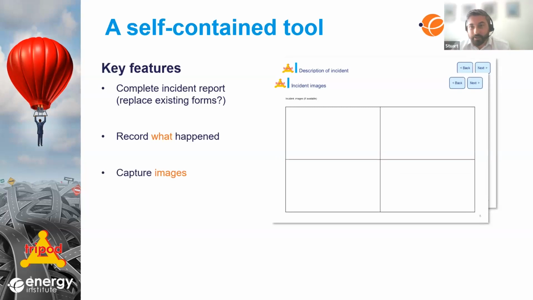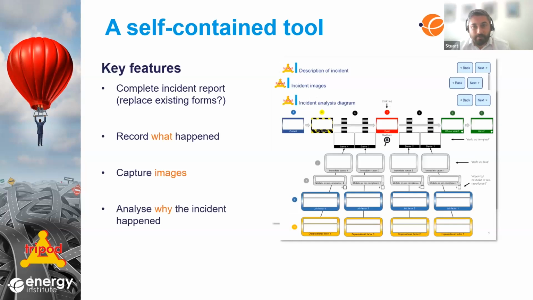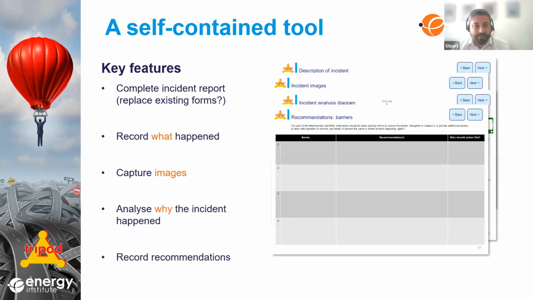There's also space to capture images directly into the PDF itself. And then we have the incident analysis, and I'll talk about that more in a few slides. And lastly, we also have the recommendations. So within Tripod Lite, you record the recommendations for the failed barriers and what we call, I guess, short-term and long-term recommendations directly into the Tripod Lite PDF. So it's designed to be a self-contained tool.